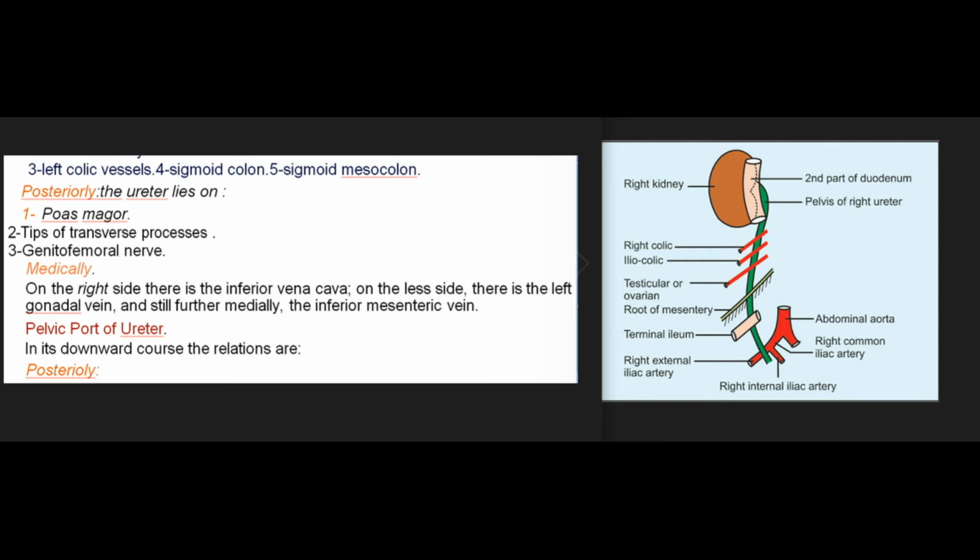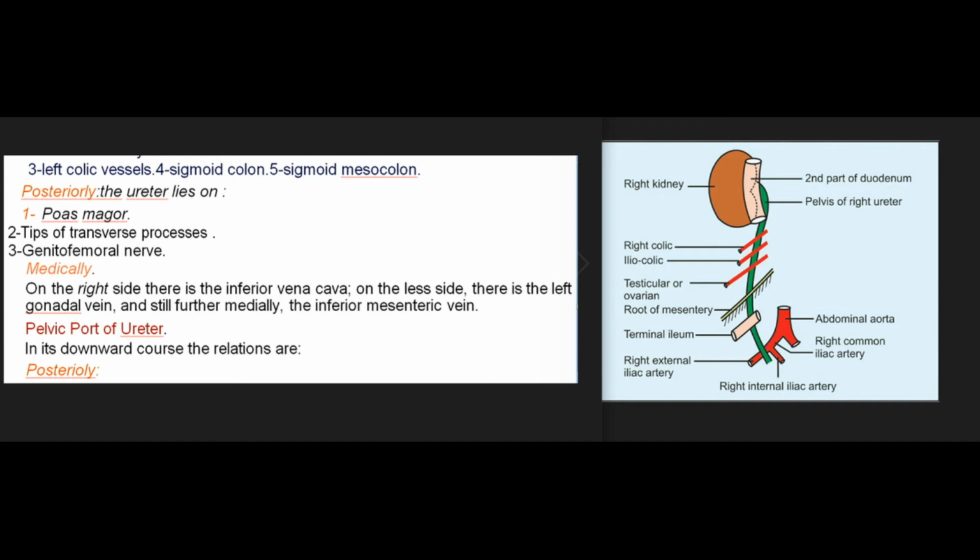Posteriorly the ureter lies on: 1. Psoas major, 2. Tips of transverse processes, 3. Genitofemoral nerve. Medially, on the right side there is the inferior vena cava, on the left side, there is the left gonadal vein, and still further medially, the inferior mesenteric vein.